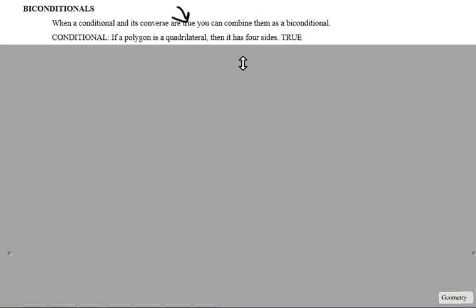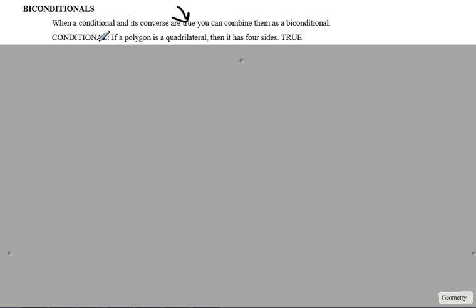Okay, and the last definition that you need to know is not really dealing with the conditional. We're not manipulating the conditional, but we're actually going to combine a conditional and its converse. So if you have a conditional and its converse that are both true, we combine them into a biconditional. So don't worry about writing anything right now. Let's just talk about what it is, and then I'll let you know when you should have your definition down.